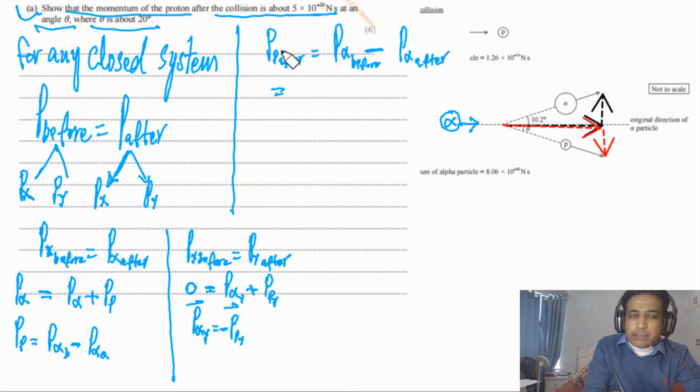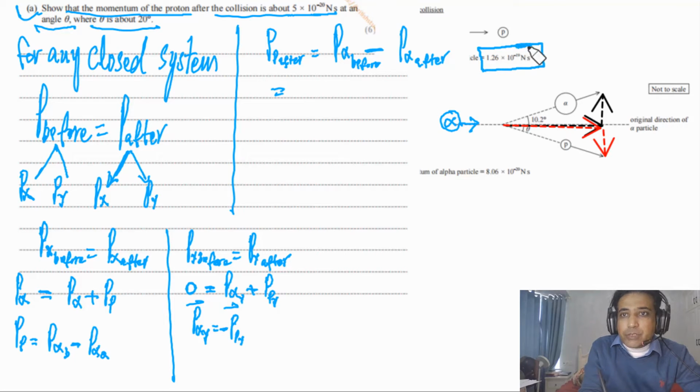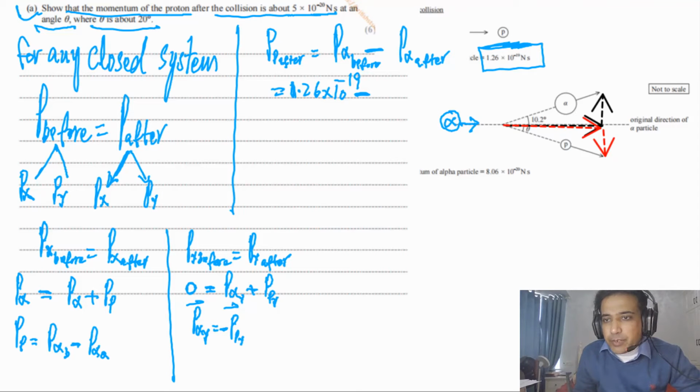So we can find the x component, we can find the y component, and then we can find the momentum. We will go to that point later. Now first of all, we have momentum of alpha particle before, and this is the value of that. So simply we can plug in here: 1.26 times 10 to minus 19. This is before.